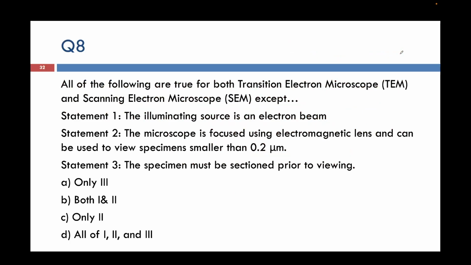Now comes question number 8. All the following are true for both transmission electron microscope and scanning electron microscope, except which are not true. The illuminating source is an electron beam. The microscope is focused using electromagnetic lens and can be used to view specimens smaller than 0.2. The specimen must be sectioned prior to viewing. Which statements are correct? It is asking which statement is incorrect.